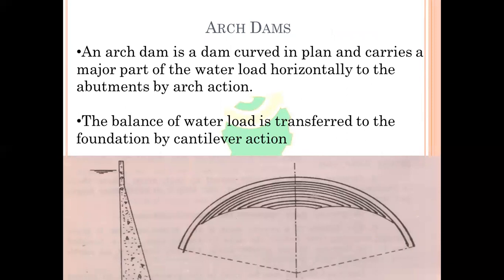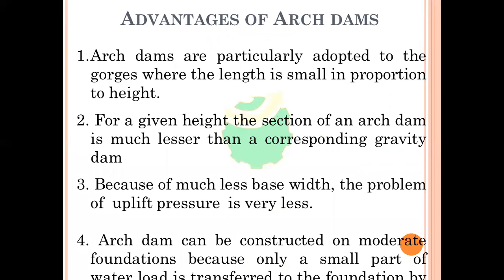Next, coming to arc dams. An arc dam is a dam curved in plan and carries a major part of the water load horizontally to the abutments by arc action. The balance of the water load is transferred to the foundation by cantilever action, because the top shape of the dam is in arc shape, so the cantilever action takes place.